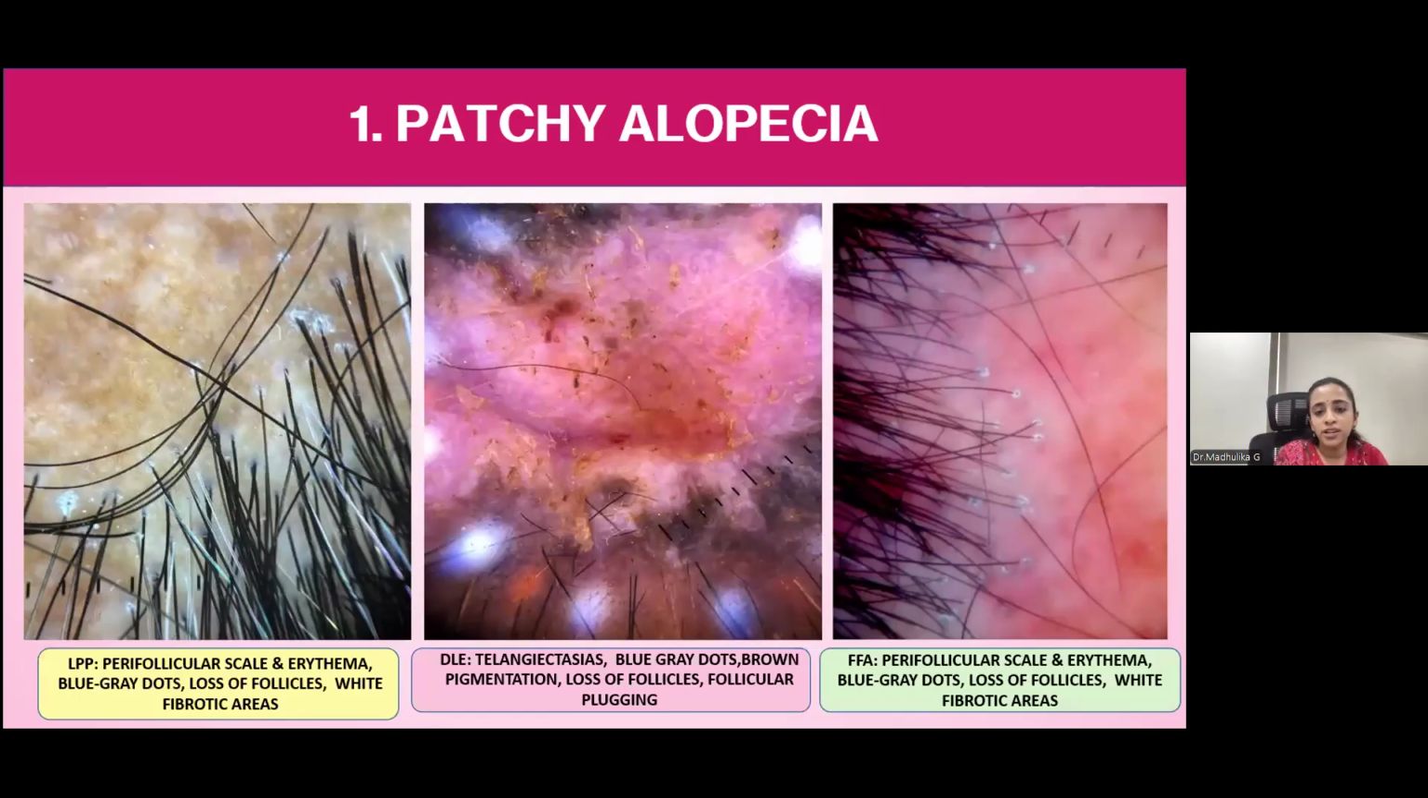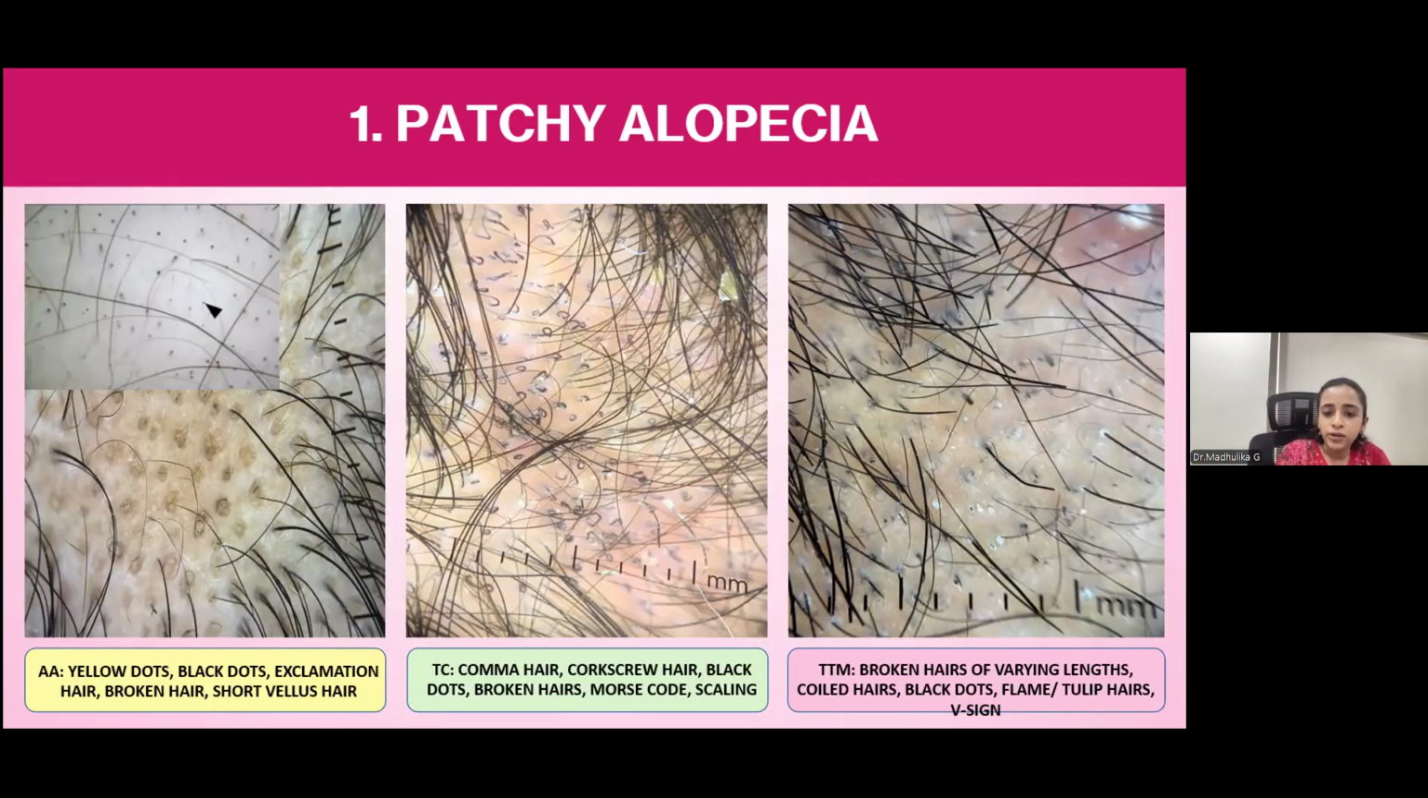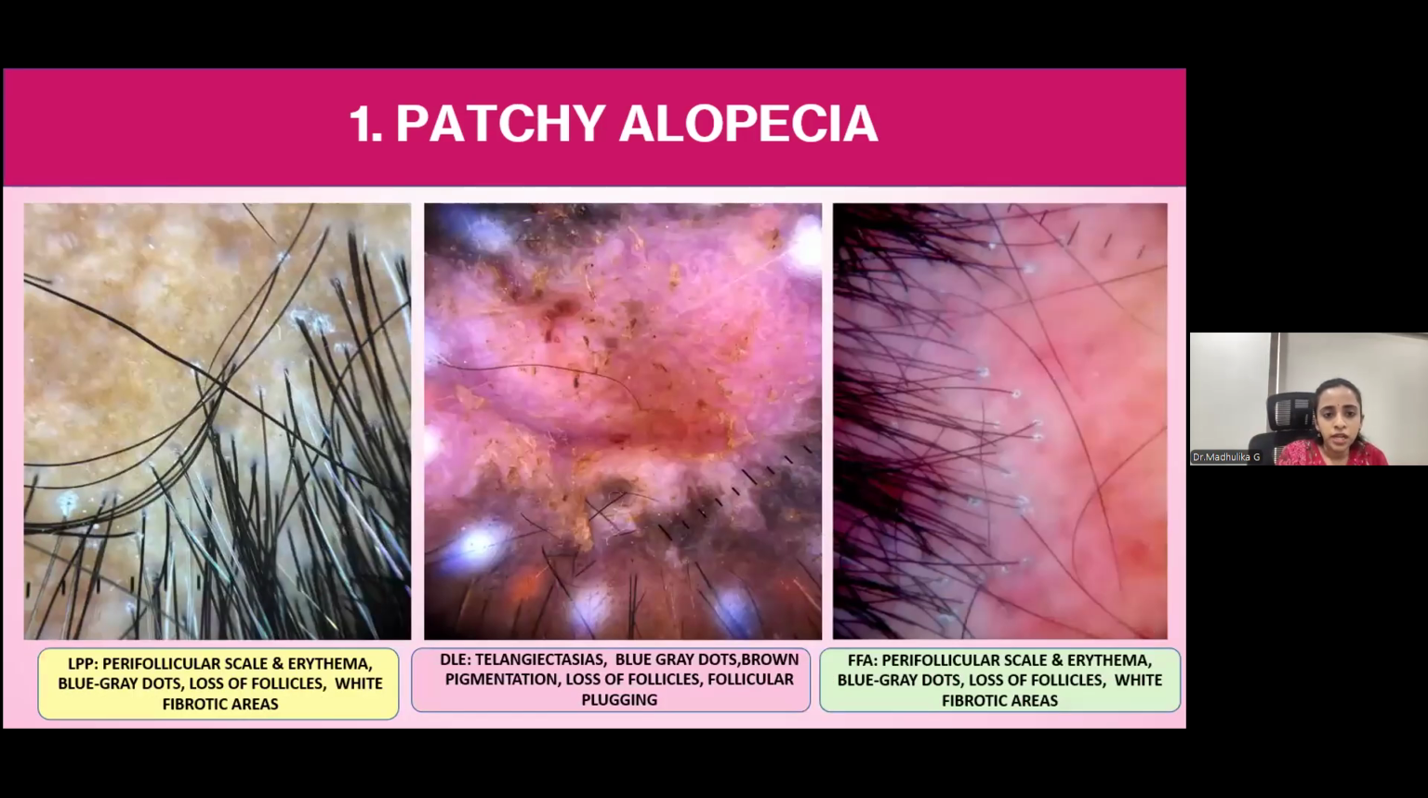Next, we have trichotillomania, where the patient is himself pulling out his own hair, right? So the hair is not equally broken, it is broken at different and variant levels. You see some sort of a black powdery kind of appearance because of all the remnants of the broken hair that you see, right? And you can also see flame hairs, tulip hairs, V-sign hairs. Basically the hair is splitting, and because of that you see all these features. Next slide.